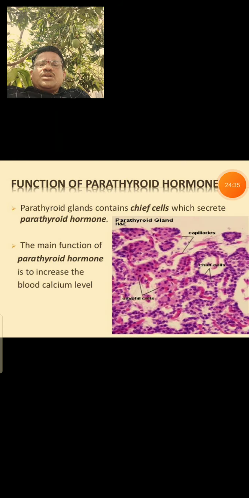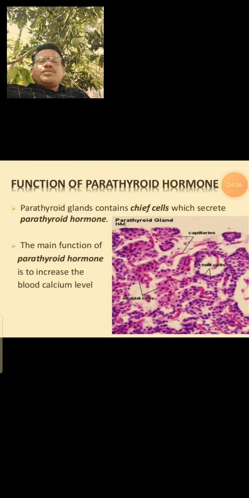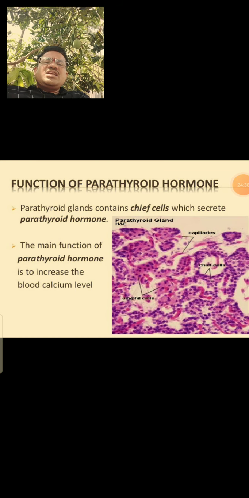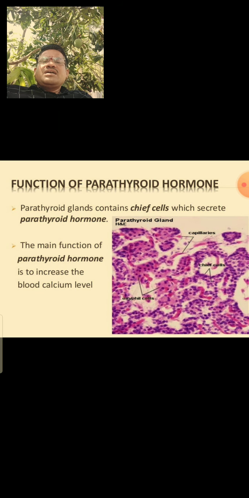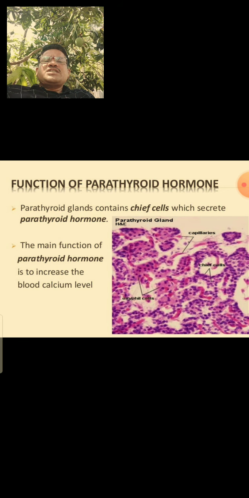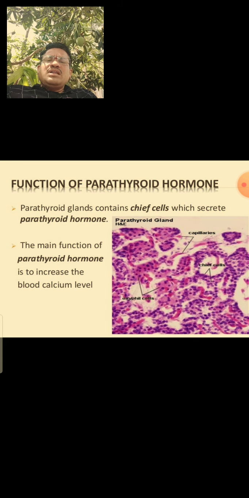Okay. Now, functions of parathyroid hormone. Generally, the chief cells secrete the parathyroid hormone. The two pairs of parathyroid glands are present on the surface of the thyroid gland. These parathyroid glands secrete the hormone parathormone. The main function of parathormone is to increase the blood calcium level.